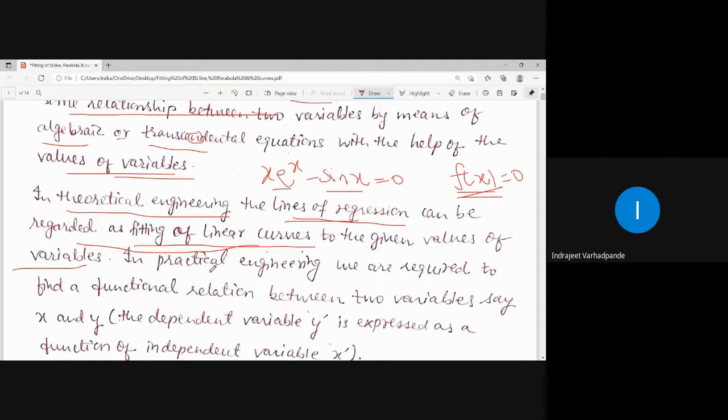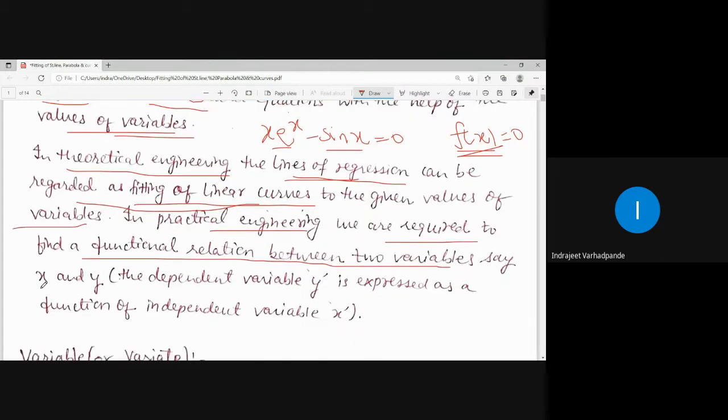In practical engineering, we are required to find a functional relationship between two variables, say x and y. Usually the dependent variable is considered as y, whereas the independent variable is taken as x.